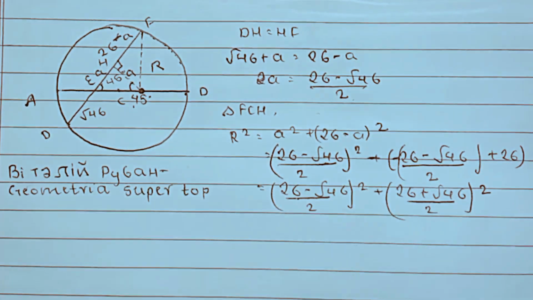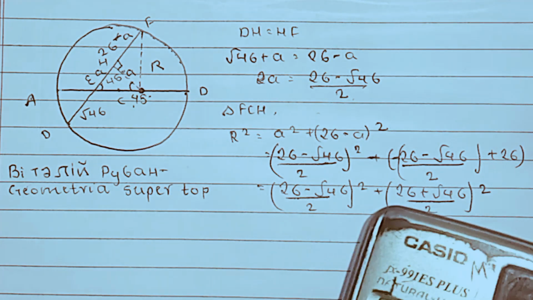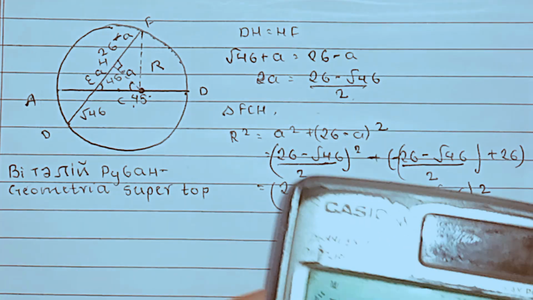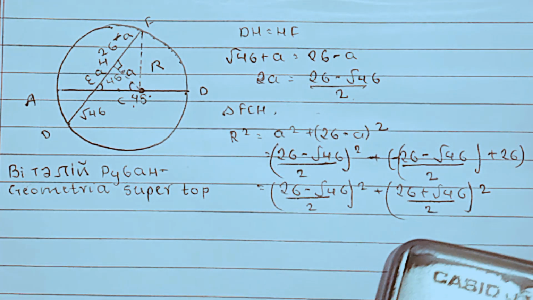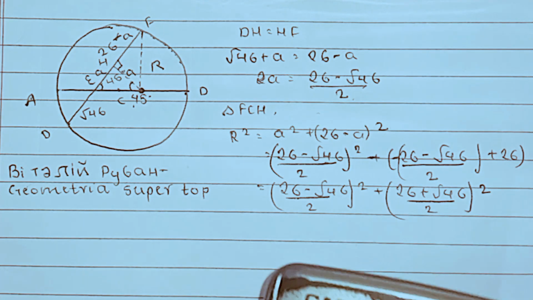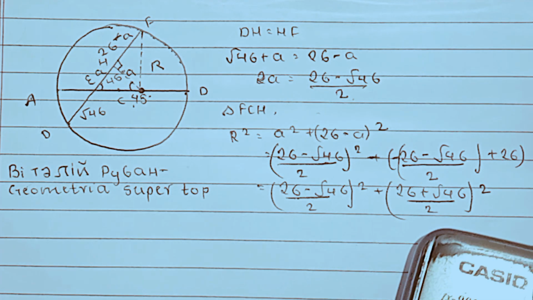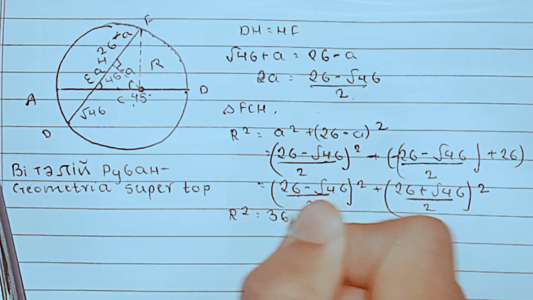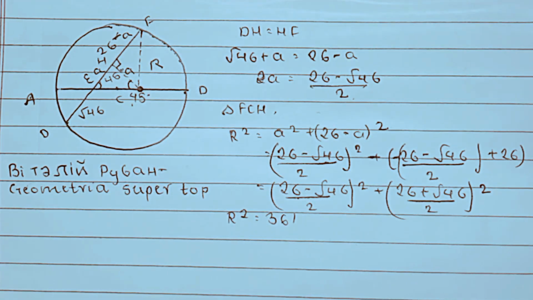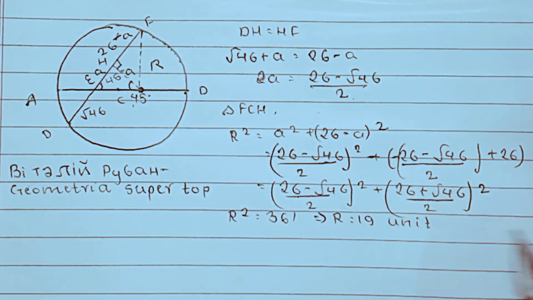Now we'll use a calculator for it, let's use it. So we'll have (26 minus root 46) whole square divided by 4 plus (26 plus root 46) whole square divided by 4. We get the value of 361. Okay, so R square is equal to 361, and we obviously know the square root of 361. The answer is R is equal to 19 units. So hence this was the answer.